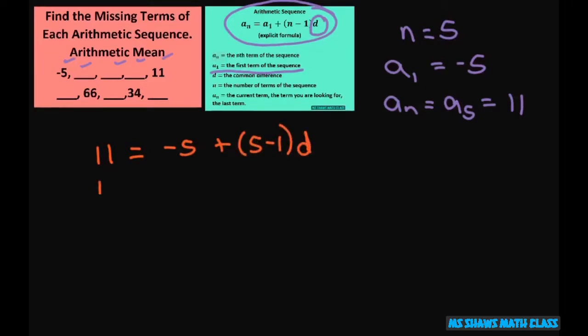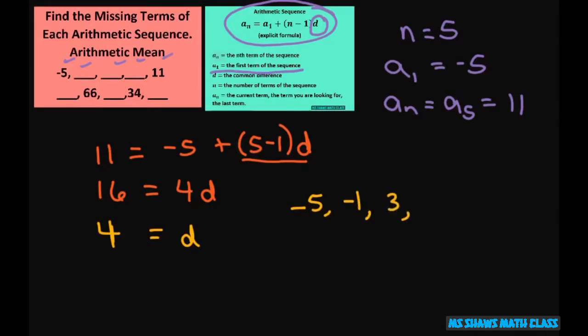So add 5 to both sides, you get 16 equals, and that's 4D. Divide both sides by 4, and you get D equals 4, sorry. All right, then all you have to do, since that's your common difference, is keep adding 4. So you're going to get negative 5, negative 1, add 4, 3, add 4, 7, and then 11.